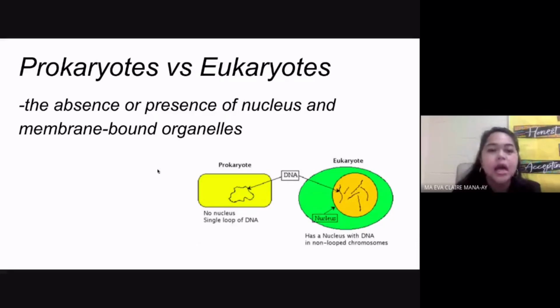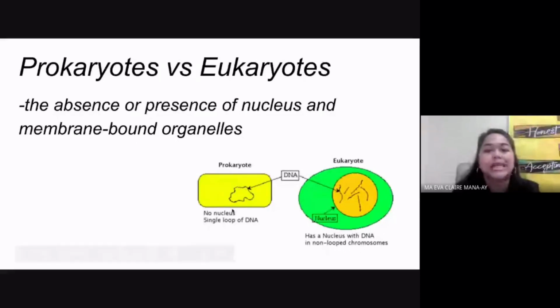When you say prokaryotes, these are cells without a nucleus and without membrane-bound organelles. So these are cells that are very simple. Many of them are unicellular. That means they're only made up of one cell. There are no compartments, no different parts inside the cell, okay?